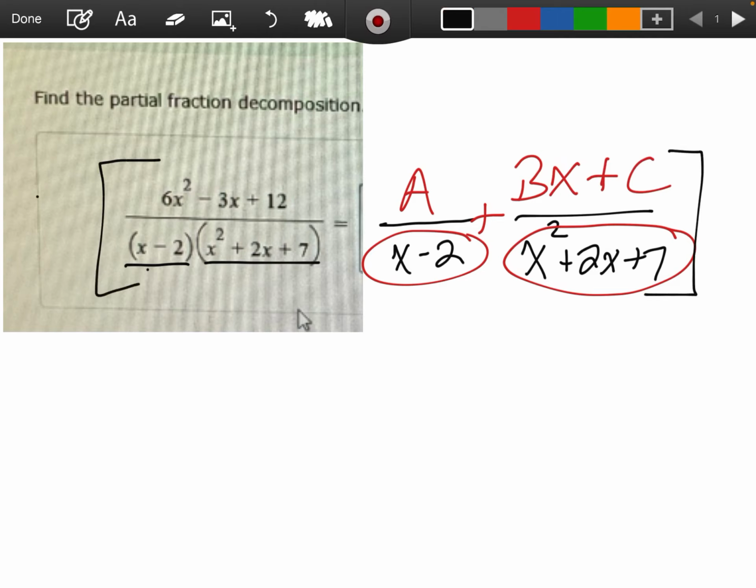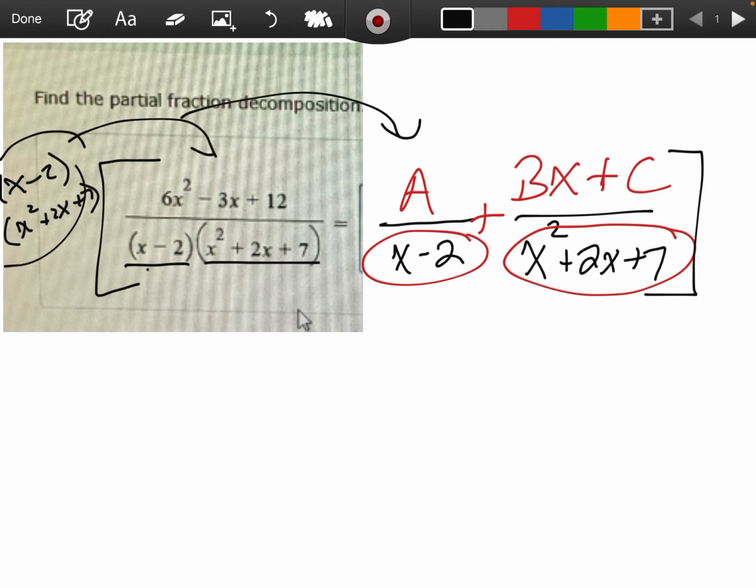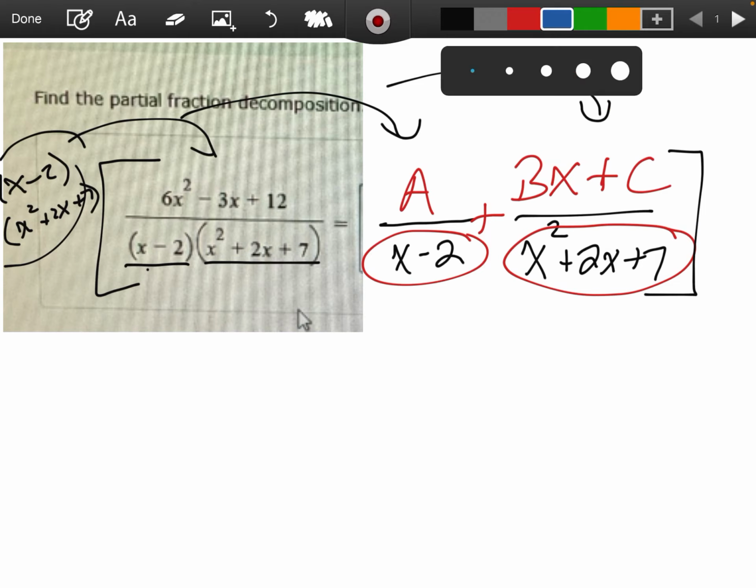Okay, so now that we have that, remember, step number one says let's multiply everything by the common denominator. And our common denominator is x minus 2, that looks like a plus, so let's fix that, x minus 2 and x squared plus 2x plus 7. So this is all sort of together, right? We're going to take this piece and multiply it once, twice, and 3 times.